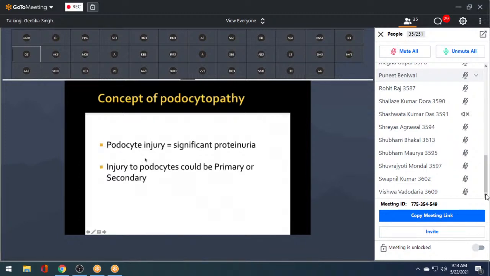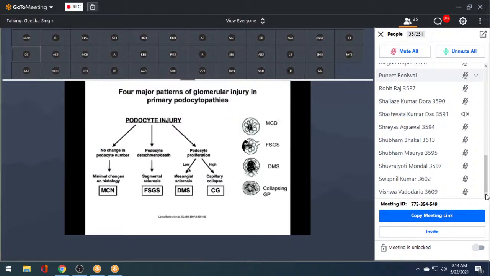The second concept here is that the injury to podocytes could be primary or secondary. So we're going to look at different situations which can injure the podocytes, and we're going to correlate them with the usual histologies or pathologies that we talk about in the kidney. Okay, but this podocytopathy concept is very important in understanding proteinuric kidney disease.